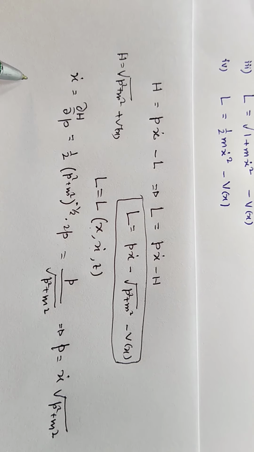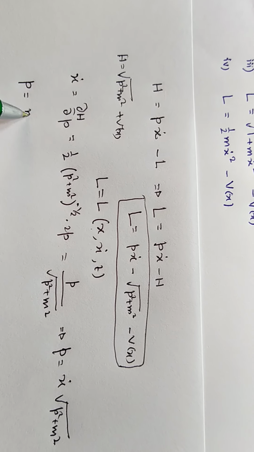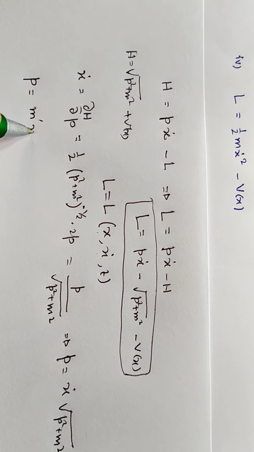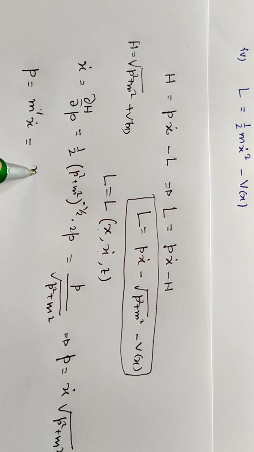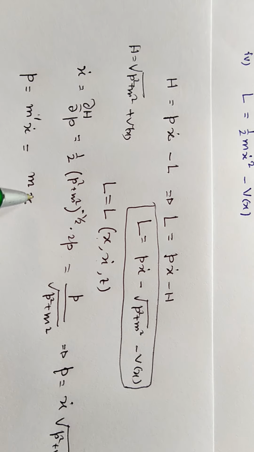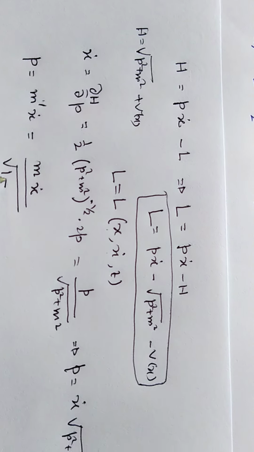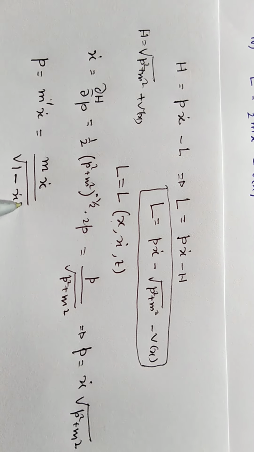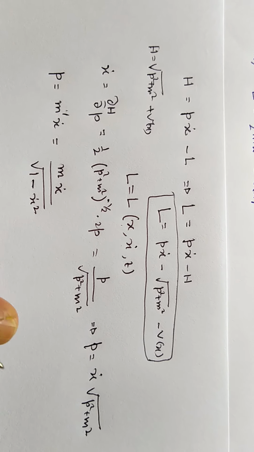And again it's a relativistic particle, and therefore we can write p equals m prime x dot. Okay, and this mass m is the rest mass times x dot by square root of 1 minus x dot square, because c square is 1, right? So this is the value of p.